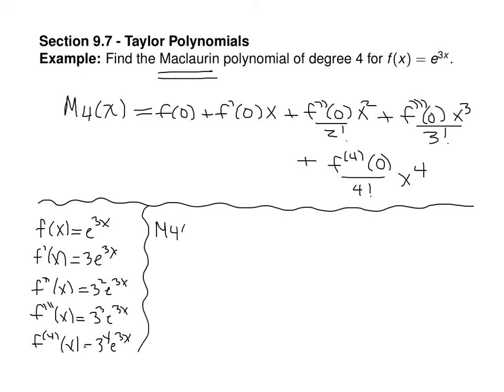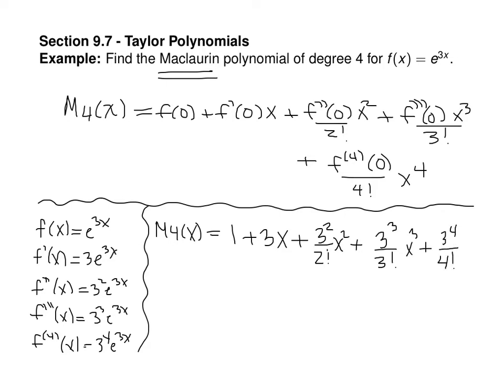So the Maclaurin polynomial, when we input 0 into the original function, we get 1. Inputting 0 into the first derivative, we get 3, so we have 1 plus 3x. Inputting the 0 into the second derivative, we'll have 3 squared over 2 factorial x squared plus inputting 0 into the third derivative, we'll have 3 to the third over 3 factorial x cubed, and lastly 3 to the fourth over 4 factorial x to the fourth.